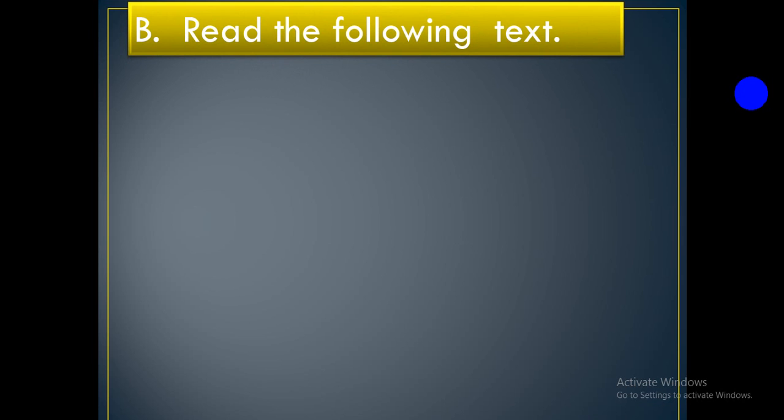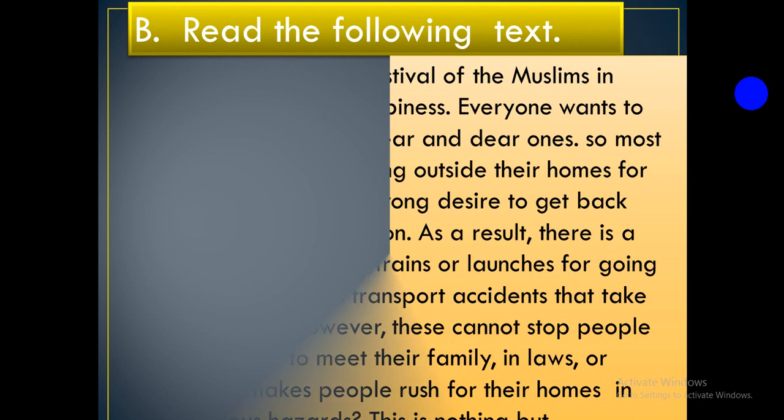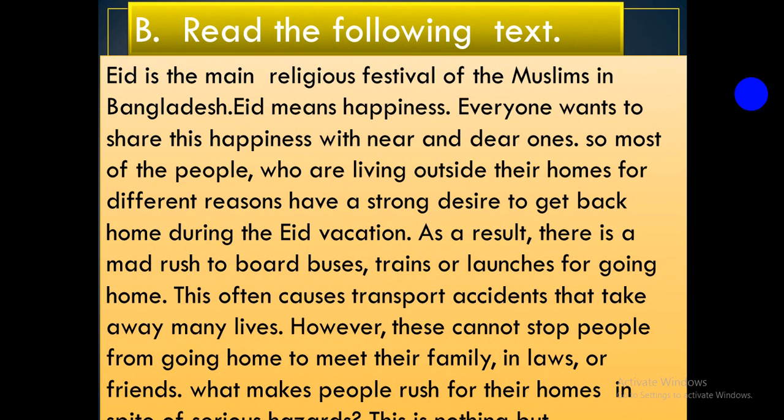You have to read the text silently. I would like to read the text for your better understanding. Eid is the main religious festival of the Muslims in Bangladesh. It means happiness. Everyone wants to share this happiness with near and dear ones. So most of the people who are living outside their homes for different reasons have a strong desire to get back home during the Eid vacation.